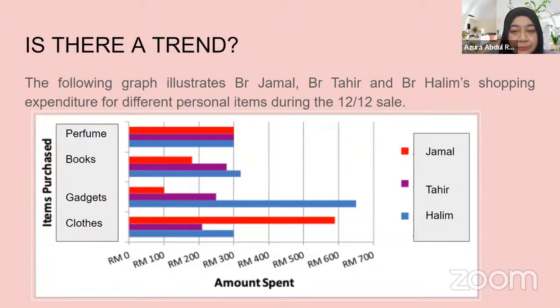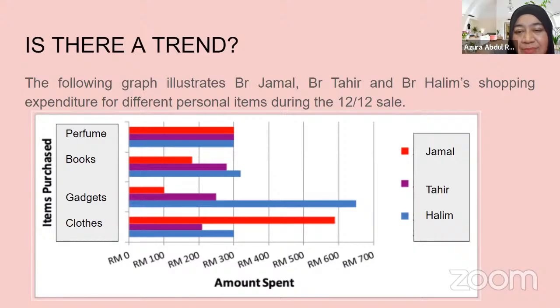Yes, Tahir experiencing downward trend. Tahir, yes, that's right. It goes down. What's that just now? I didn't catch your name, sorry. My name is Fatin. Oh, yeah, the W3. Okay. How about the rest of you? Do you see any trends here?